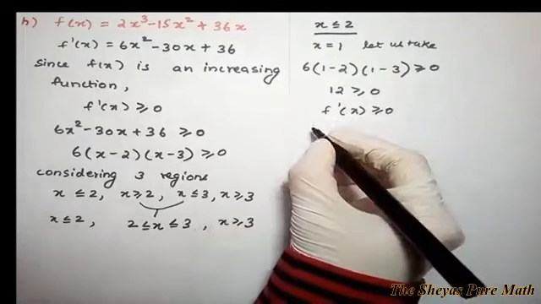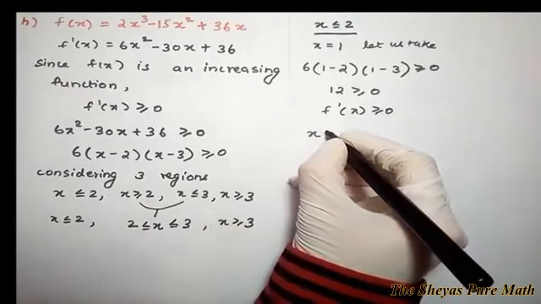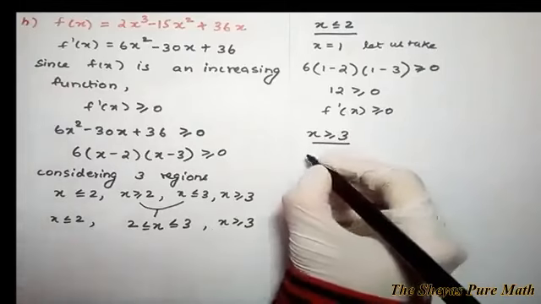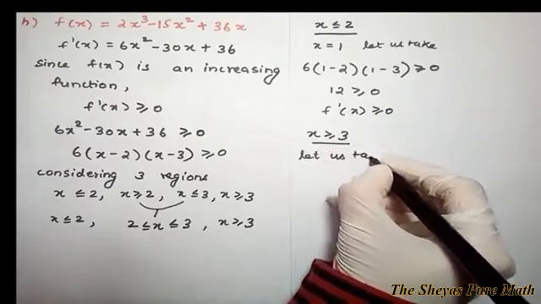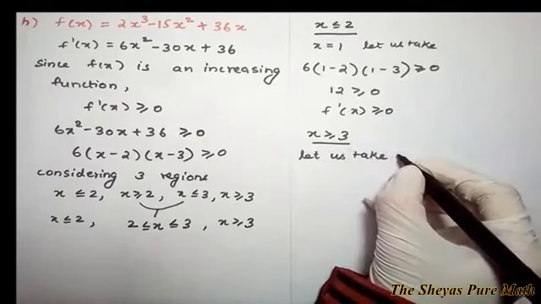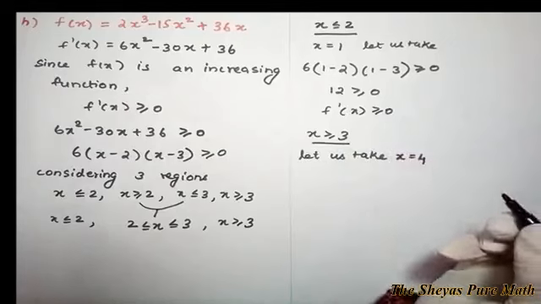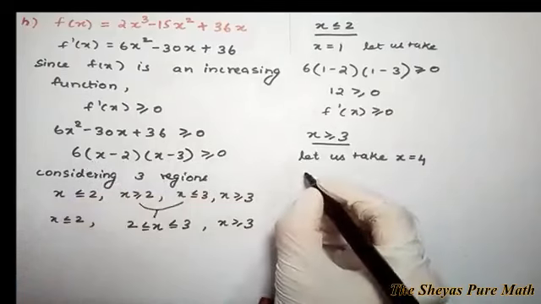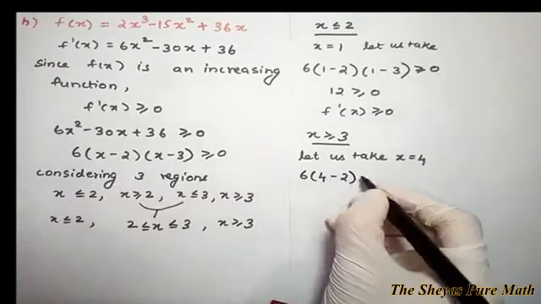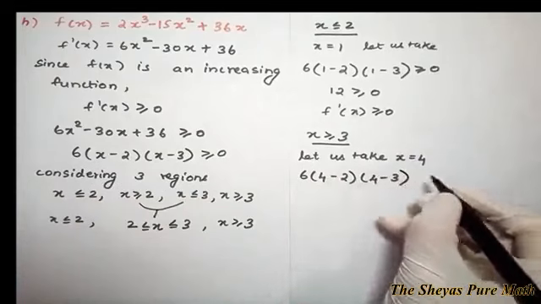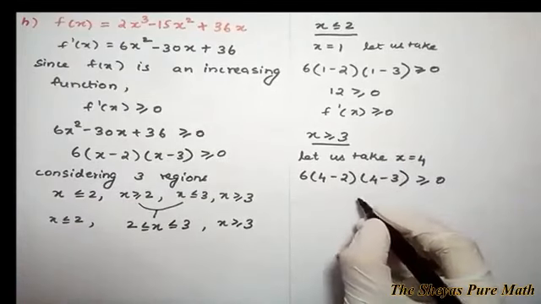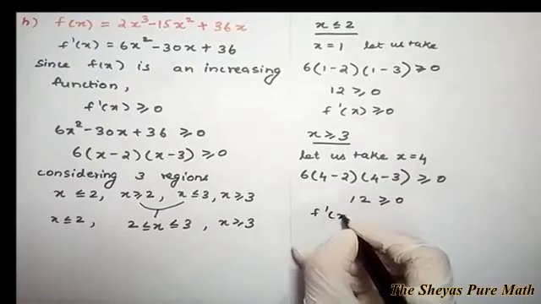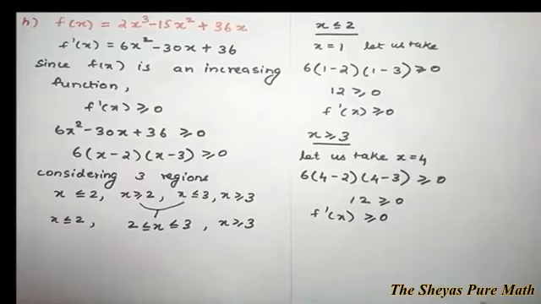Just take the next value, x greater than or equal to 3. I am taking this region. So let us take any value greater than or equal to 3. So I am taking x as 4. Again I am substituting in this. In the place of x I am substituting 4. So when I substitute 4 minus 2, then 4 minus 3 greater than or equal to 0. Again when I multiply all these values, I will be getting 12 greater than or equal to 0. So here also I am getting f dash of x greater than or equal to 0.